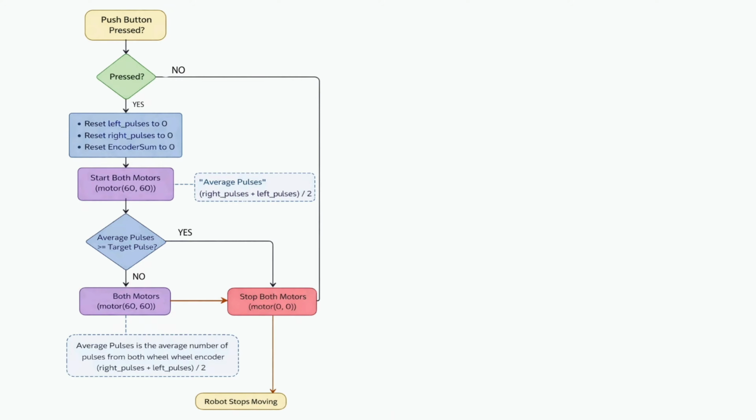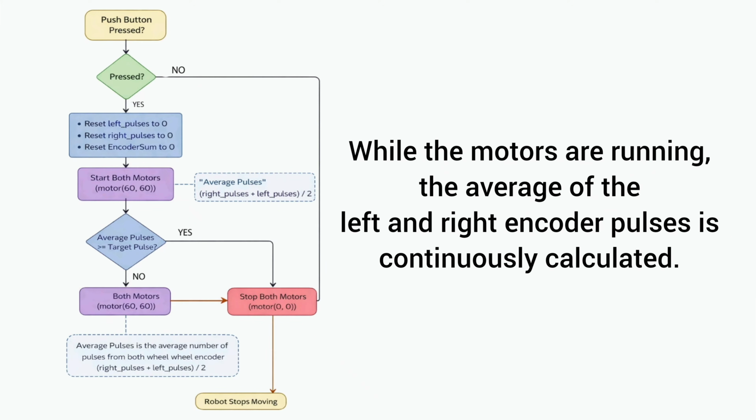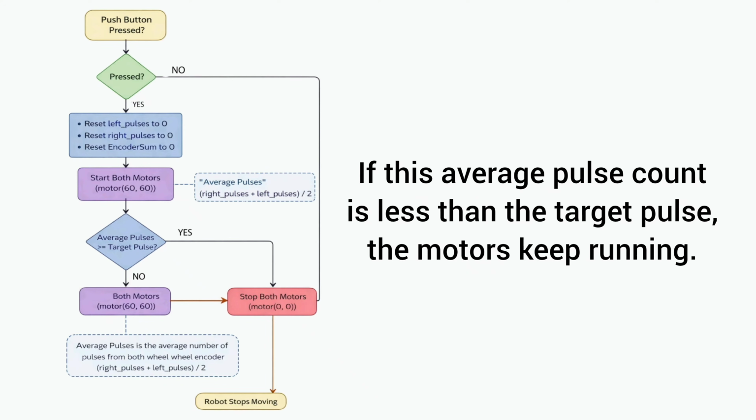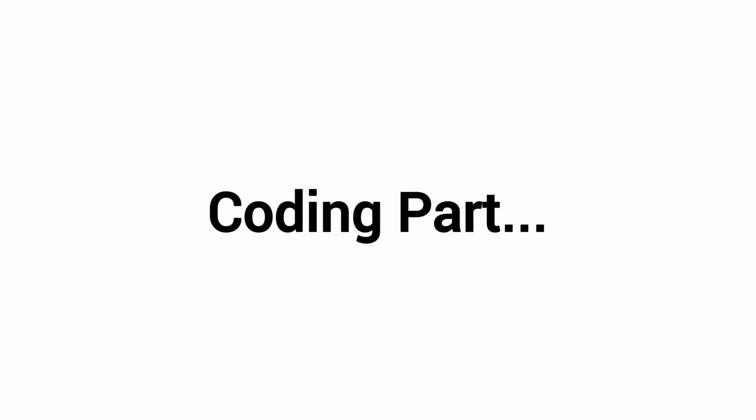Now let's understand the methodology. When the push button is pressed, all encoder values are reset to 0, and both motors start running. While the motors are running, the average of the left and right encoder pulses is continuously calculated. If this average pulse count is less than the target pulse, the motors keep running. Once the average pulse count becomes equal to or greater than the target pulse, the motors stop and the robot stops moving. Now let's move on to the coding part.